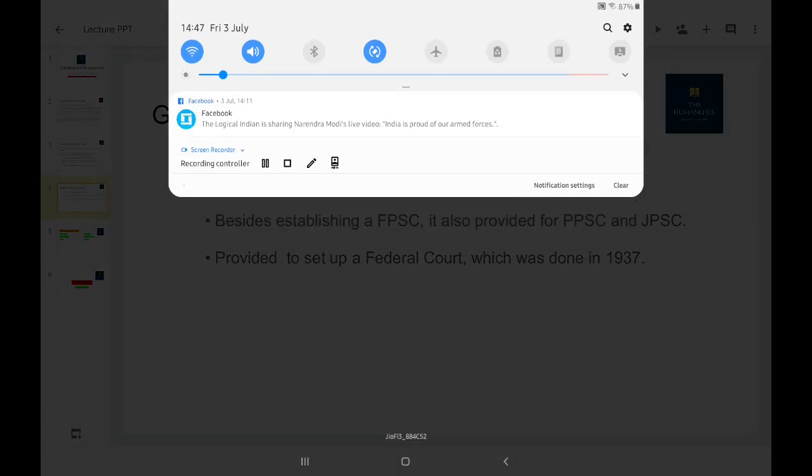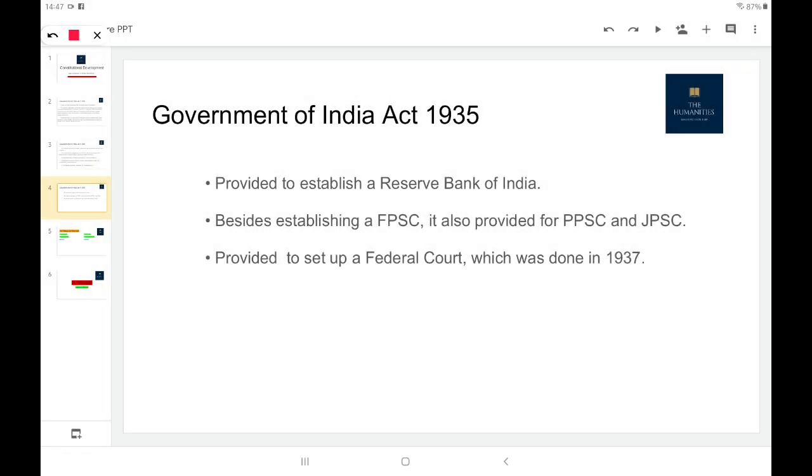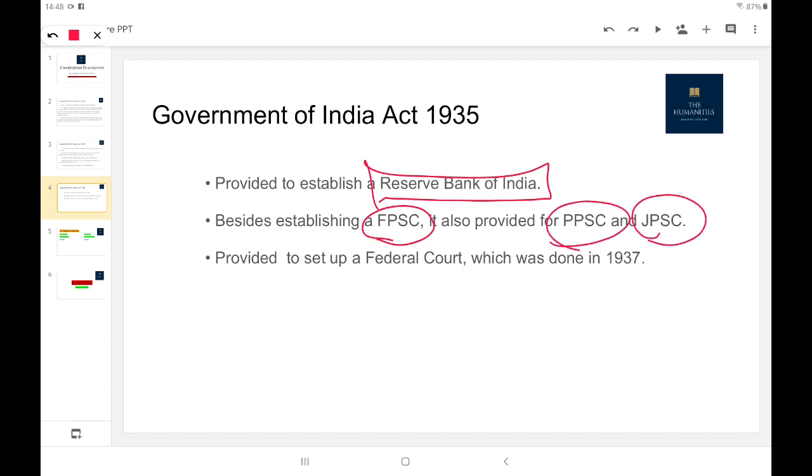Then after, the Act of 1935 also provided to establish a Reserve Bank of India, and it established a Federal Public Service Commission, a Provincial Public Service Commission, and a Joint Public Service Commission. The Provincial, that is the State Public Service Commission, and the Federal, that is the Union Public Service Commission, they all were established by the Act of 1935.